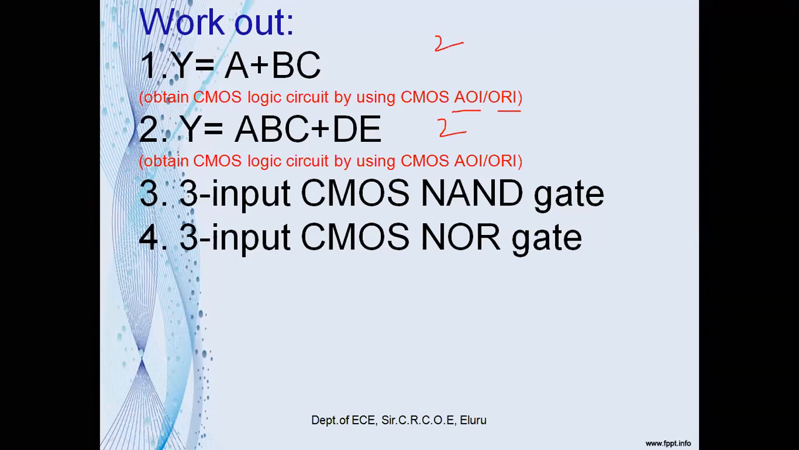Another exercise for you: draw or build the 3 input CMOS NAND gate and 3 input CMOS OR gate here. So you just practice these four: y equal to a plus bc, abc plus de, and try to implement in both logics AOI and OAI. And if you face any difficulties or if you have any doubts regarding the CMOS circuits, you can ask me later. Also you can ask me, but you just practice all these four.